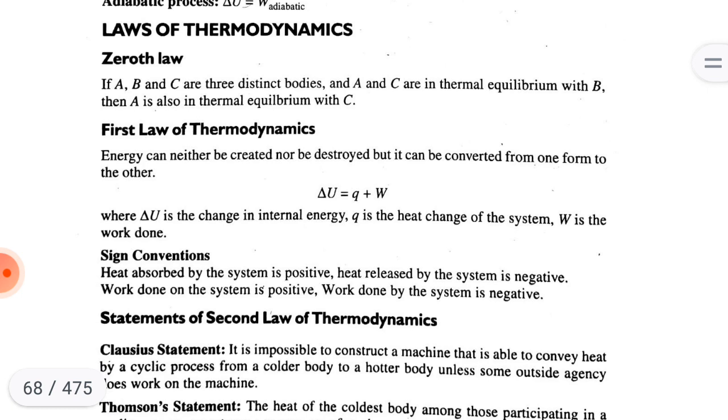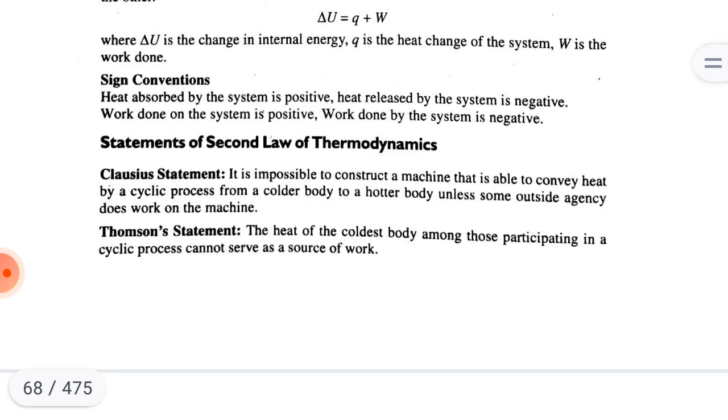Sign convention. Heat absorbed by the system is positive. Heat released by the system is negative. Work done on the system is positive. Work done by the system is negative.